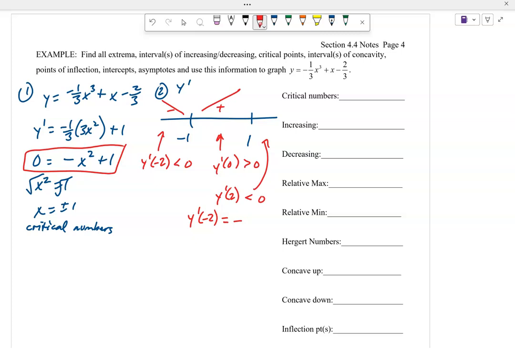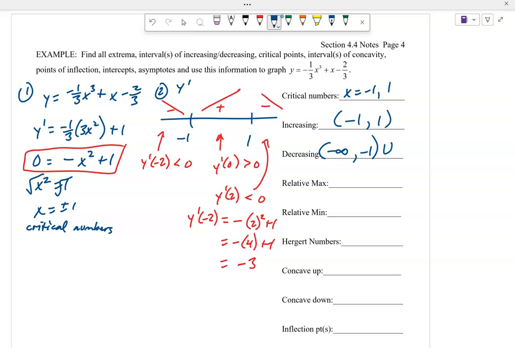You've got negative, and then you got the 2 being squared plus 1. So the negative stays out front. Negative 4 plus 1, negative 3. So again, decreasing. Right? So I have critical numbers, negative 1 and 1. I'm increasing between negative 1 and 1. I'm decreasing from negative infinity to negative 1. And I'm decreasing from 1 down.